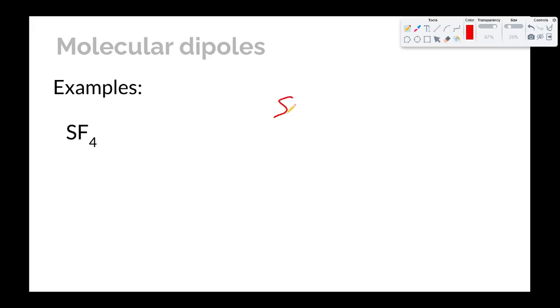SF4. The Lewis structure ends up looking like this. The fluorines are on the outside. They have full octets. Not so important for our analysis, but we needed to have more electrons than this, because sulfur gives us 6, fluorine gives us 28, so this should have 34 electrons. And we have 2, 4, 6, 8, 10, 12, 14, 16, 18, 20, 22, 24, 26, 28, 30, 32. Sulfur needs another lone pair.